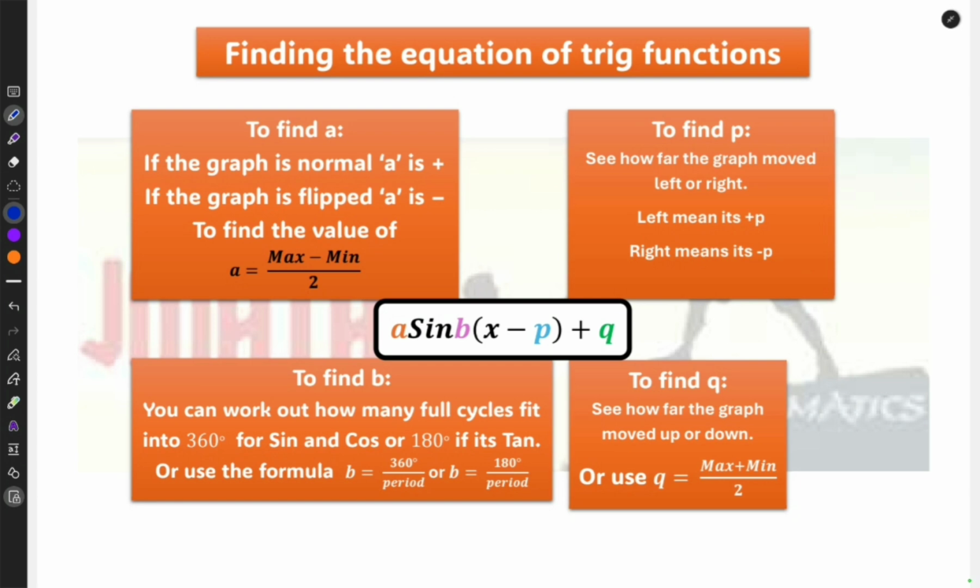It works very much the same, but this time everything moved up or down. So I can just check how far it moved from the normal graph. And if that's a bit tricky, I can just use the formula max plus min divided by 2.